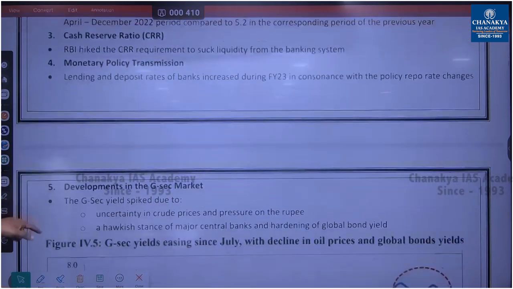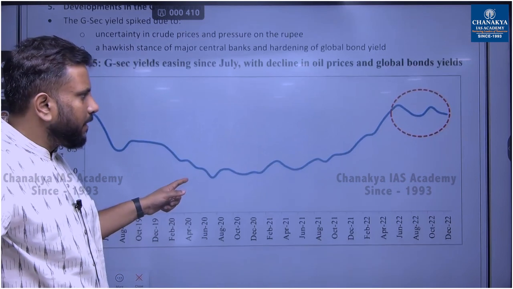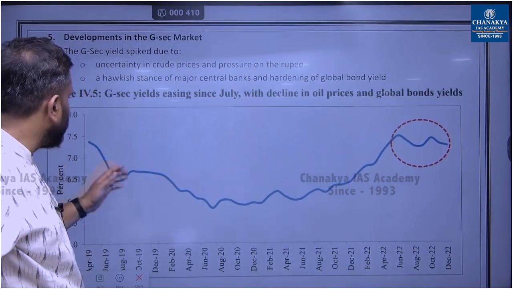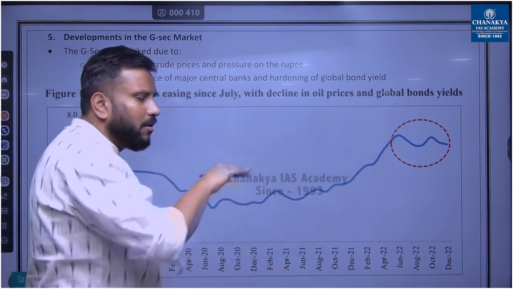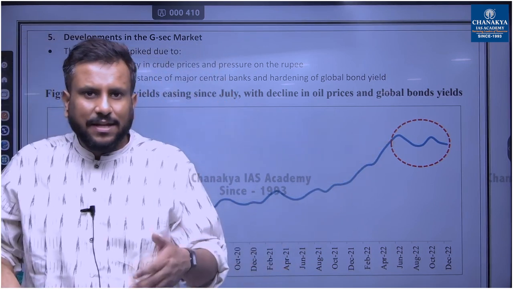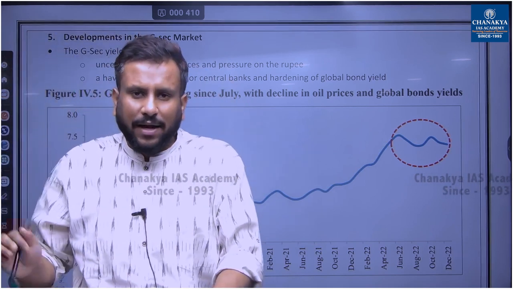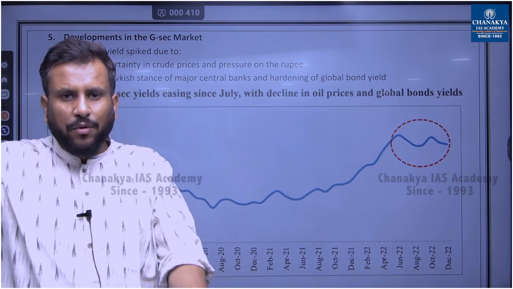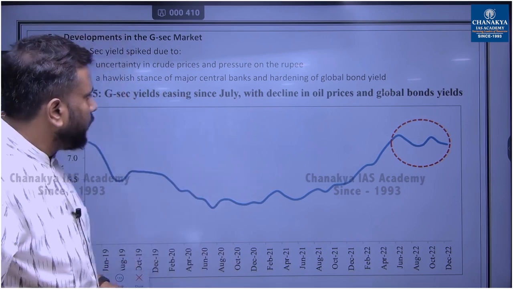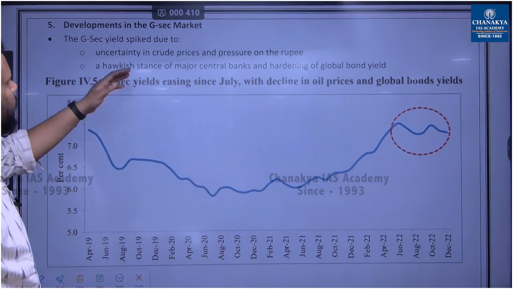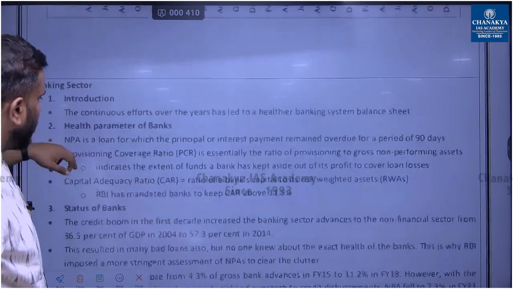Now, development of the G-Sec market. This we have already understood in the last class. Kis tarike se the G-Sec market ka jo yield hai, it was increasing. So you can see the yield of the G-Sec is on the rise. And why? We have seen that the US Fed has raised the interest rate. So a lot of money was sucked out of the Indian economy and put into the US economy, right? So that we have already understood. The G-Sec yield has spiked due to the hawkish stance of the major central banks and the hardening of global bond yields.